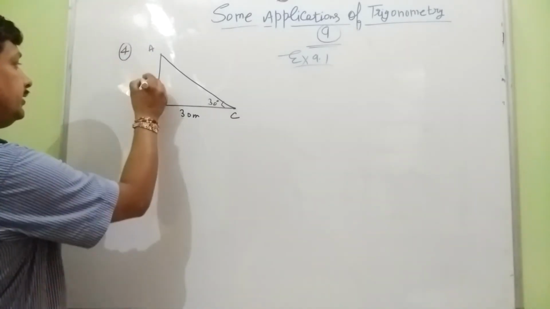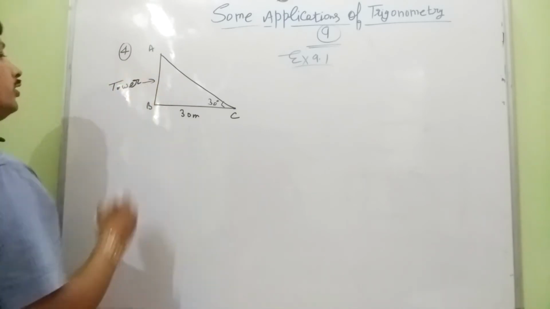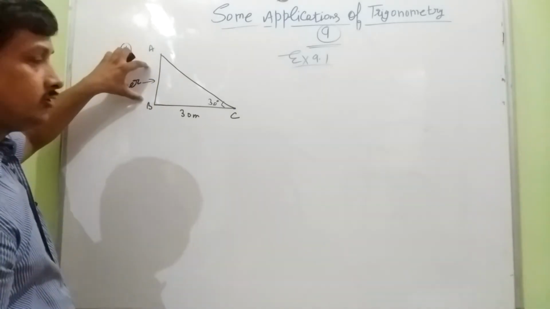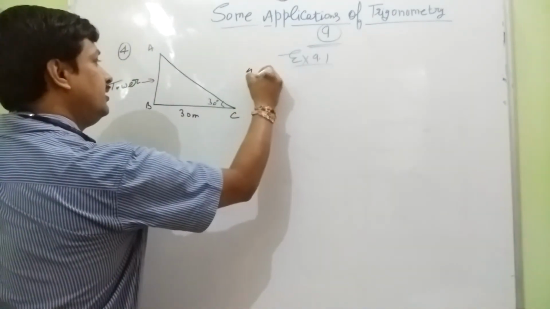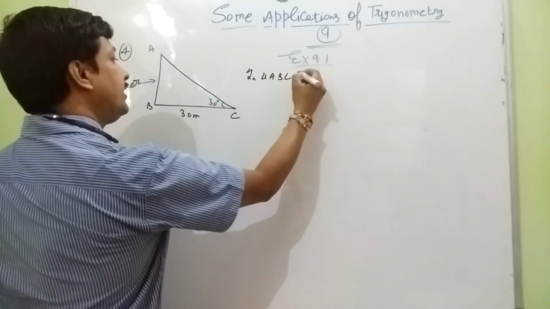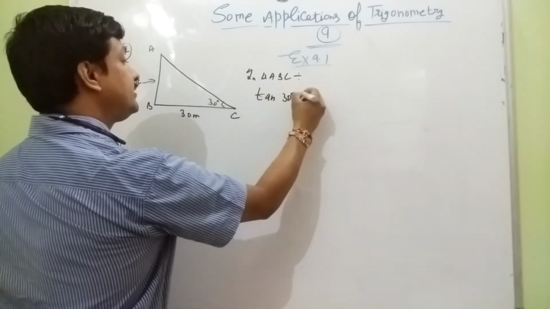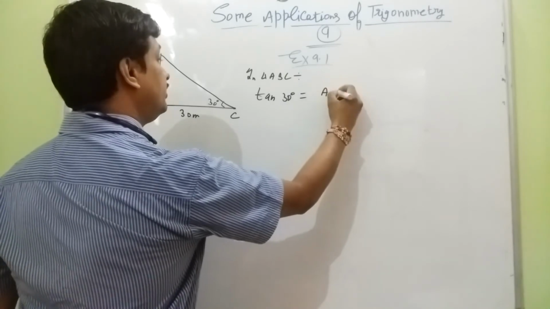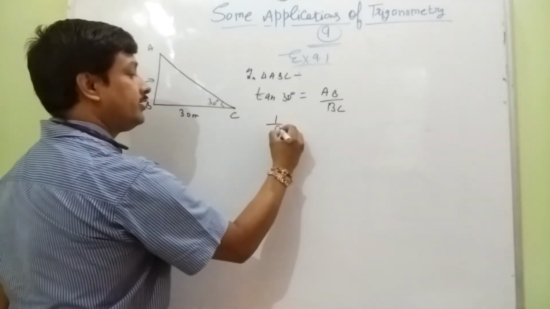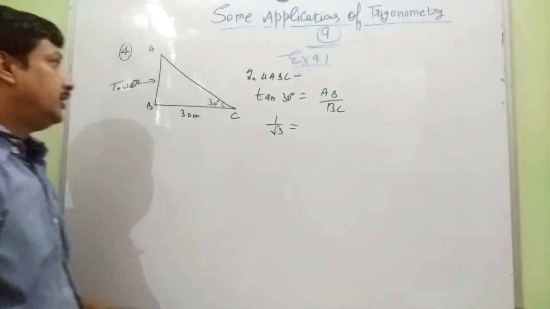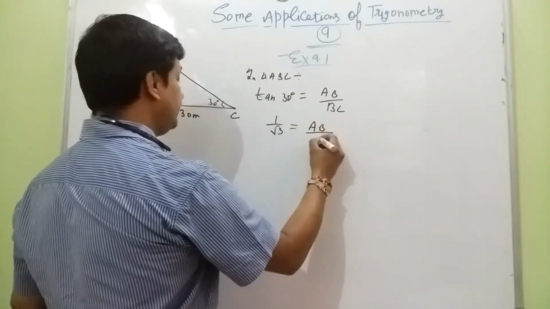So the tower's height is required. This is the perpendicular basically and this is the base. So in this triangle, which formula should you apply? Yes, tan theta. Tan theta is perpendicular AB upon base BC. Tan 30 is 1 upon root 3. The value of AB is required and the value of BC is given, which is 30.